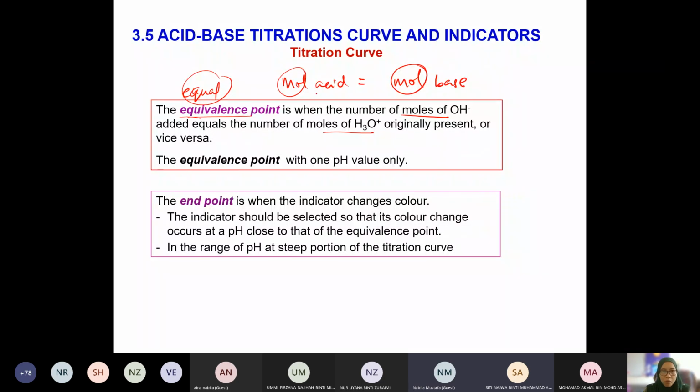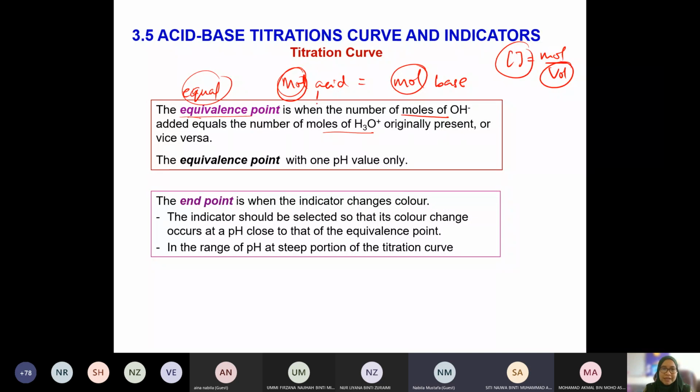Because when we are talking about mole, it actually represents the molecule itself. When we are talking about concentration, kita ada factor volume dekat situ. Okay, concentration is mole over volume. When the volume change, the concentration will also change. Okay, so that's why we use mole instead, because mole boleh represent the actual molecule reacting. Okay, alright, so equivalent point is when the mole of acid is equal to mole of base.